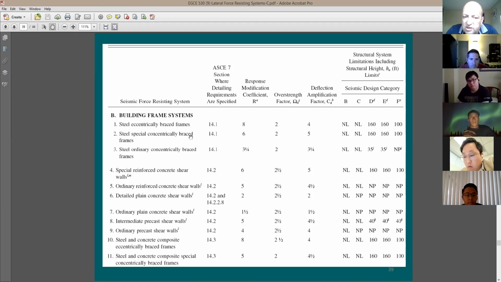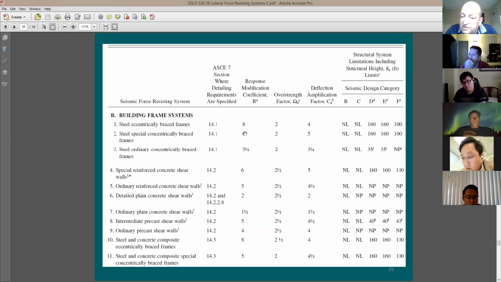The special concentric braced frame, right? This is going to be the special. It's going to have an R factor of 6. So if this is concentric, it's going to be 6. Eccentric is going to be 8. So the one that has a link beam has higher ductility. How could I compare the ductility here? By just looking at the R factor.